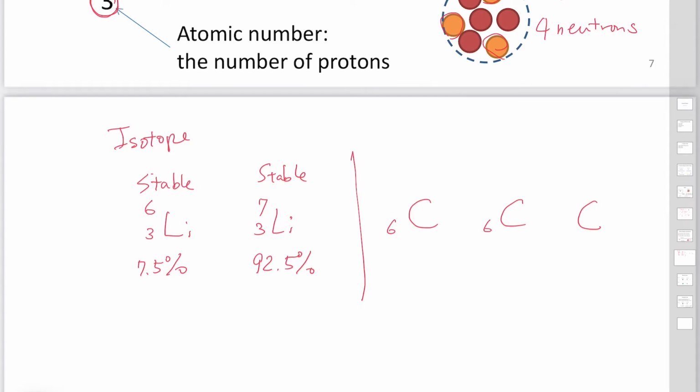Carbon has 3 isotopes. All have 6 protons, but sometimes 6 neutrons, 7 neutrons. So the mass number becomes 13, and 8 neutrons. In the case of carbon 12, it's stable. Carbon 13 is also stable. But carbon 14 has too many neutrons, so this is unstable. We call it a radioactive isotope.